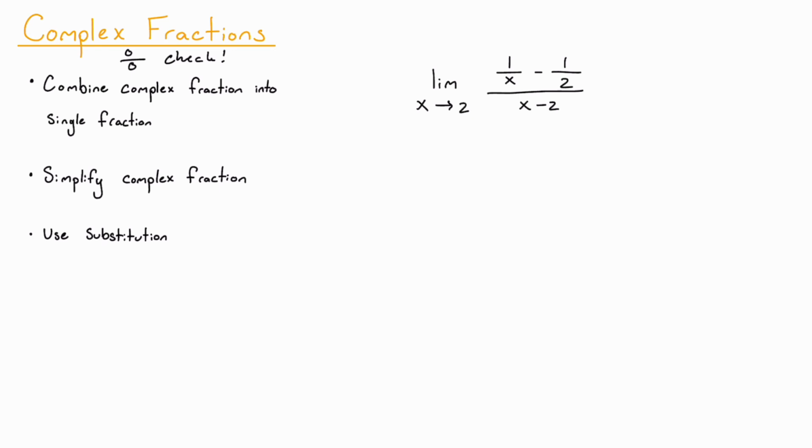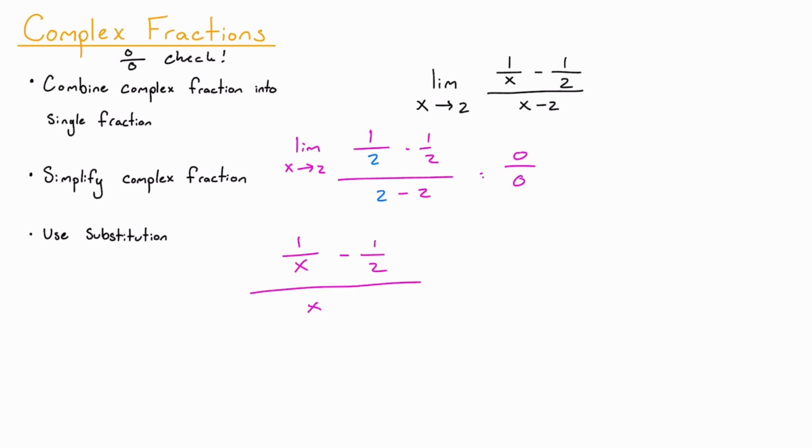So let's start off by checking once we plug in our numbers. So the limit as x approaches 2 is going to be 1 over 2 minus 1/2, all divided by 2 minus 2. And this does equal 0 over 0. So we have to do something different here, and that is going to be combining our complex fraction. So in the numerator here, the way that we're going to do that is by getting common denominators. So we've got 1 over x minus 1 over 2, all divided by x minus 2.